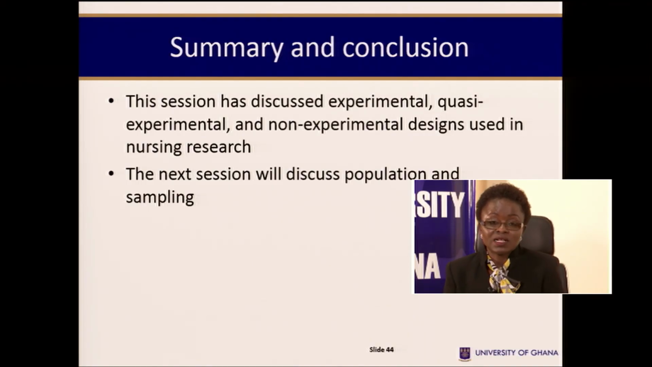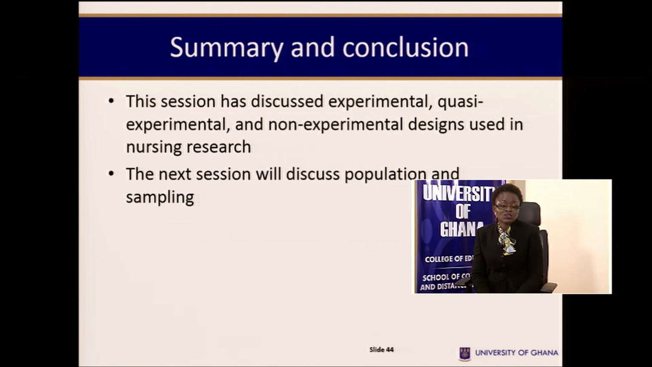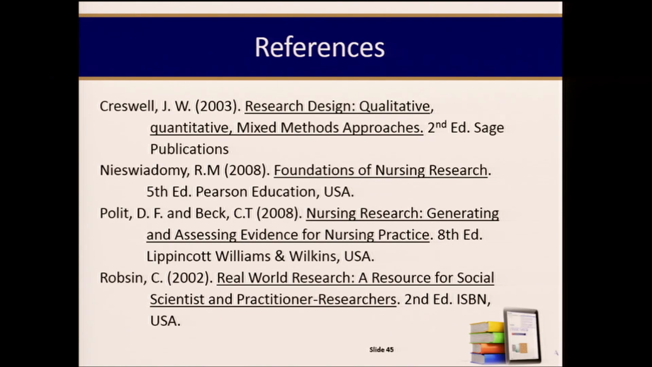So in summary, this session has discussed experimental, quasi-experimental, and non-experimental designs. In the next session, we will discuss population and sampling. These are your references for further reading, and then I will see you in the next session.